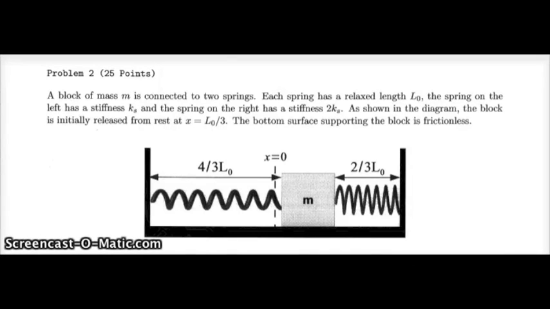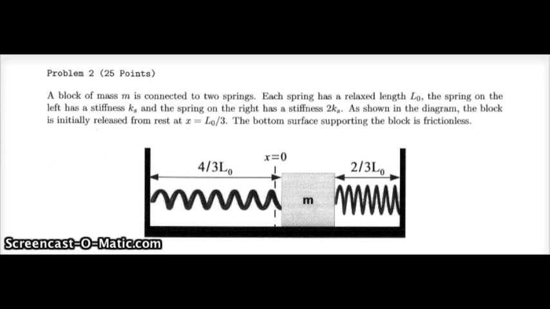Hello, my name is Harrison Budker, and today I will be looking at problem number 2 on the Physics 2211 Midterm 1 Spring 2014 exam. The problem states, a block of mass m is connected to two springs. Each spring has a relaxed length L sub 0. The spring on the left has a stiffness Ks, and the spring on the right has a stiffness 2Ks.